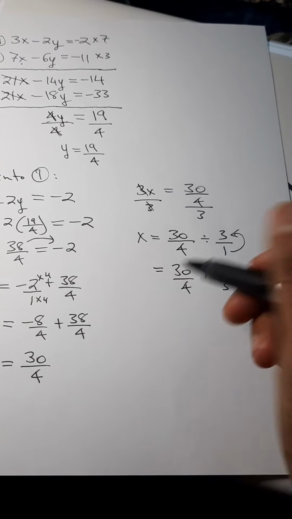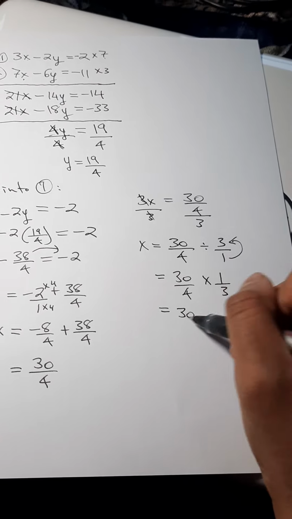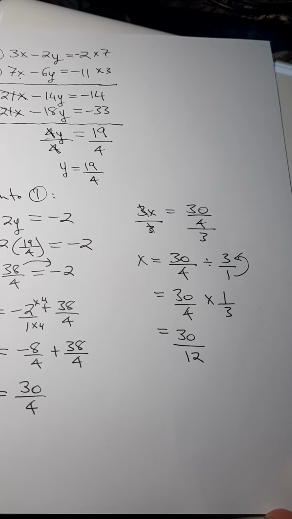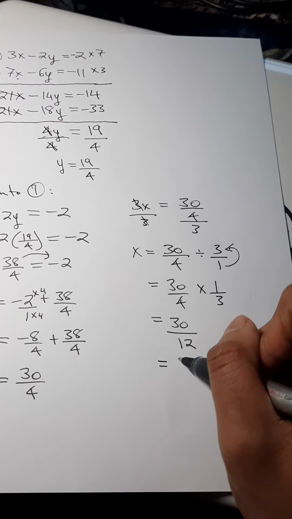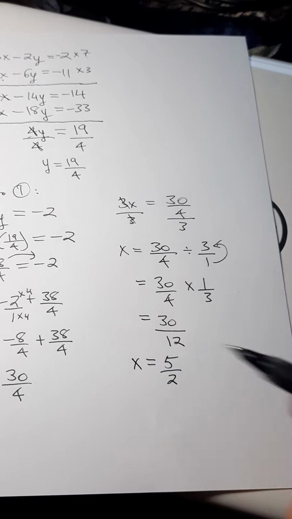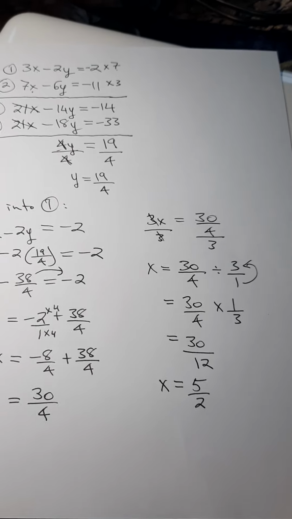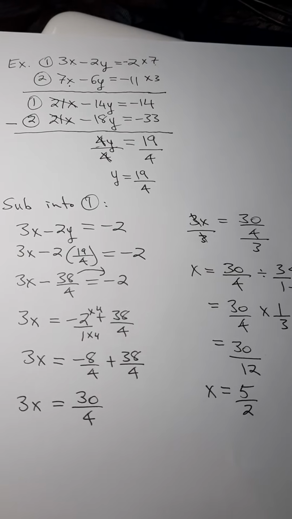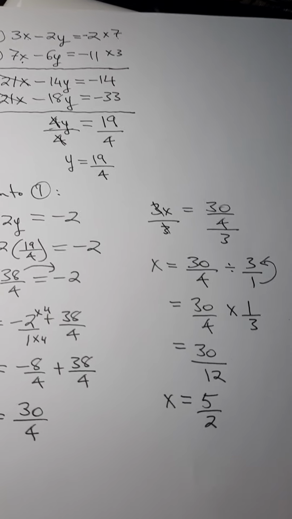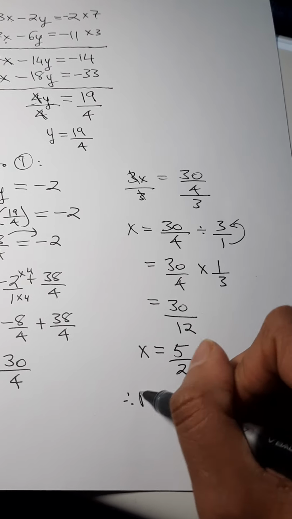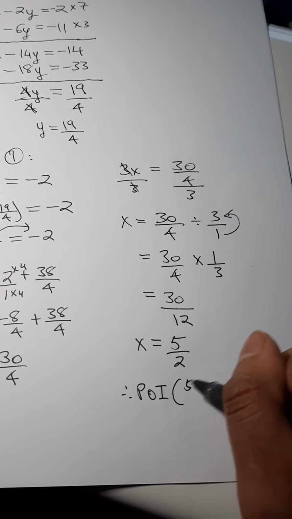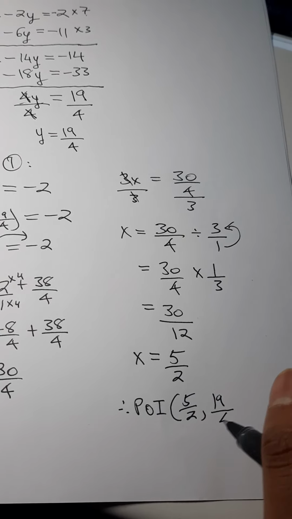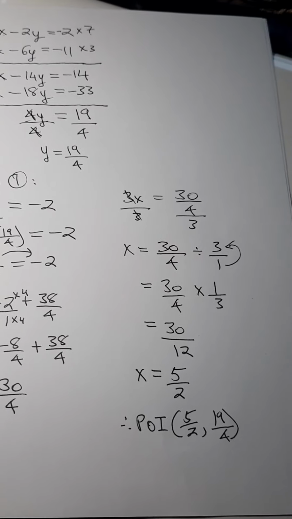Okay, so what we're left with now, 30 times 1 and 4 times 3, so it's 30 over 12. Okay, and then we are just going to reduce this into 5 over 2. Okay, and this is the value of x right here. Make sure you just keep on reducing until you get the final answer. Okay, so I notice here that we have our x value. We also have the y value. We are going to write the point of intersection, which is 5 over 2 and 19 over 4. Okay, and this is my final answer.